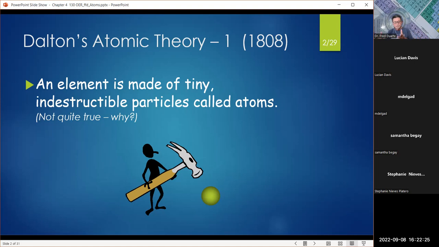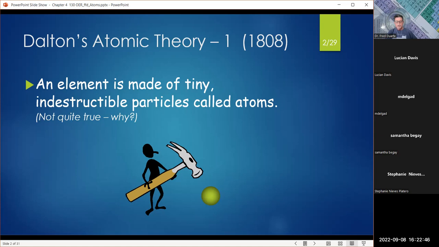It changes as we get more data. Everything I tell you today might change tomorrow, for all I know, when new data shows up. Even in the short time I've been in chemistry, the theory has changed somewhat. All right, so Dalton put across this atomic theory.